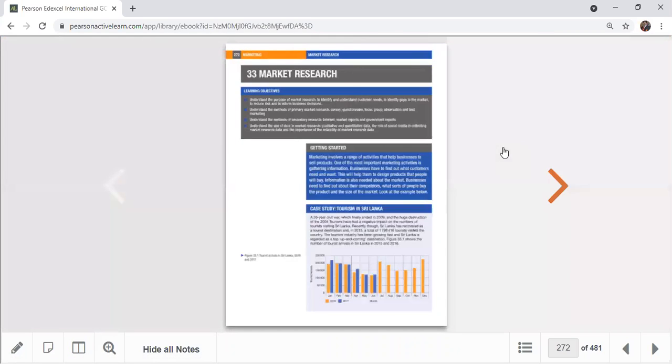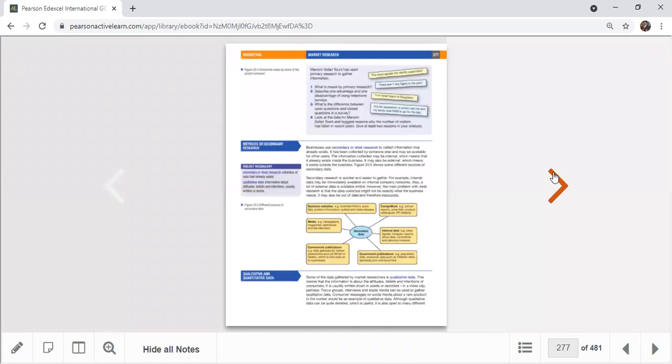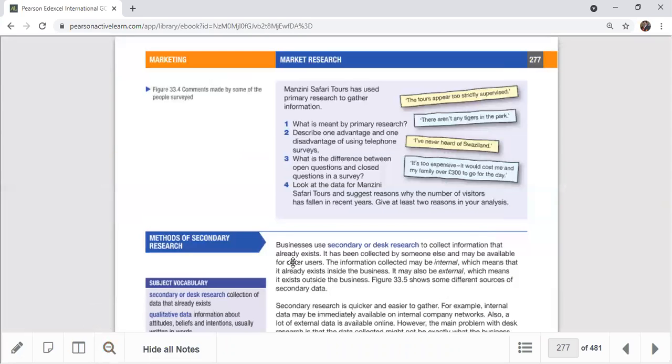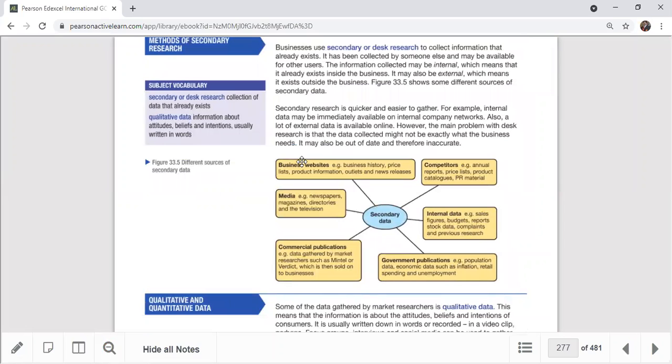So market research is really important. In my second session, I'm going to talk mainly about the secondary market research methods, and especially social media marketing and other important things. So keep in touch with us. This is really important. Market research is a really important part of the Edexcel examination. So keep in touch with us in the next video. Okay, thank you.